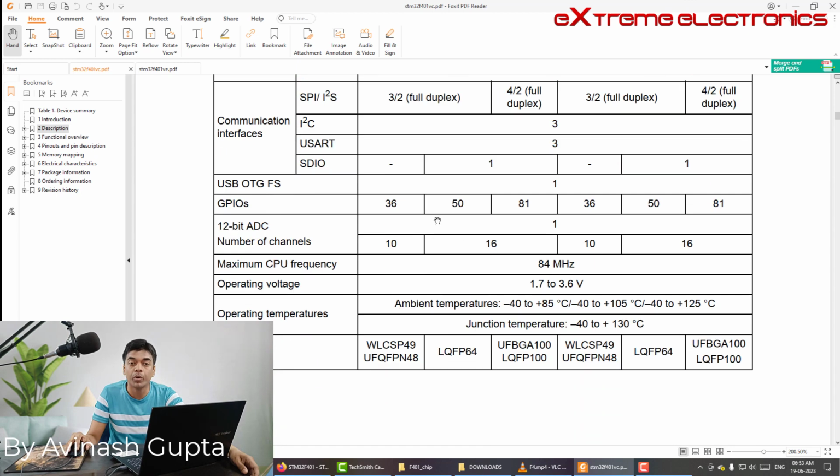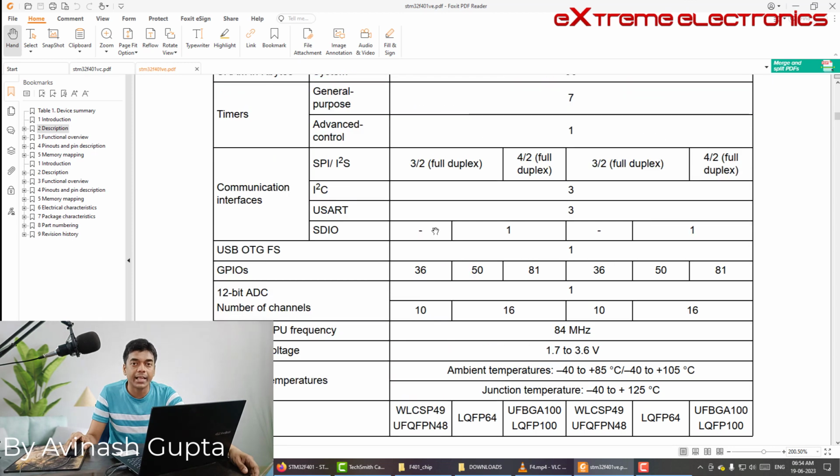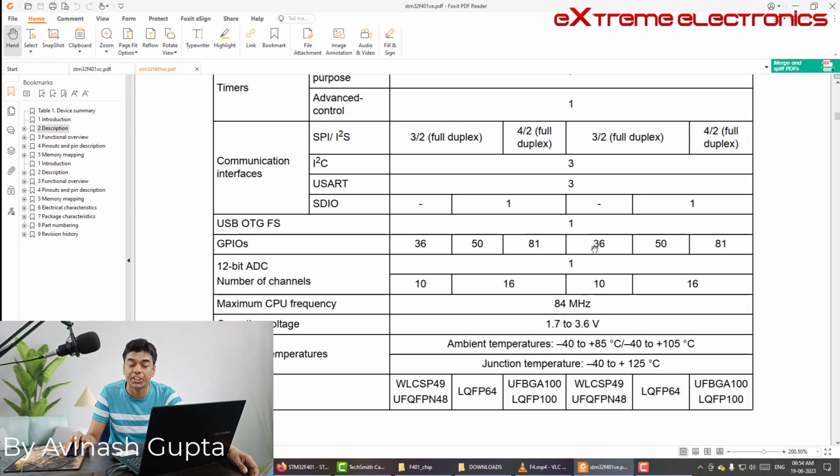And here at the bottom you can see the maximum CPU frequency. This is a very important parameter, and you should remember this. You should also note it down. We can see that both the lower memory variant and the higher memory variant run at 84 megahertz. The next thing that you should pay attention to is the operating voltage range. Here we can see that the operating voltage range is from 1.7 volts to 3.6 volts. You should also note this down.